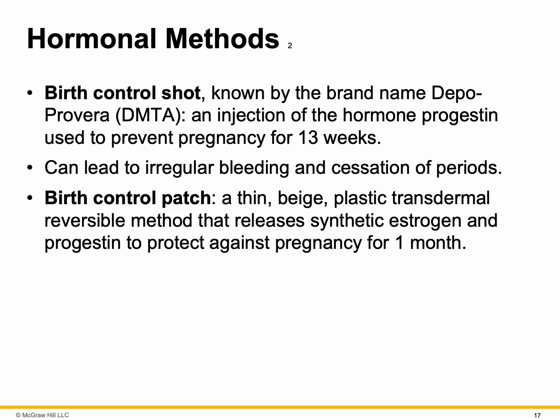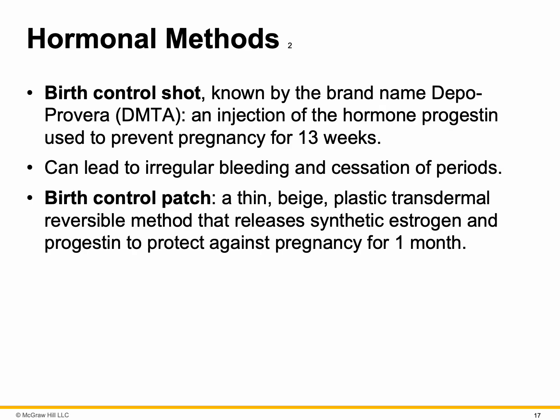egg. However, for some women, the birth control shot can lead to irregular bleeding and cessation of periods, usually after 1 year of use. If the shot is used perfectly, then it's highly effective, right around 99.8%. However, in real world use or typical use, it's more like around 94% effective.